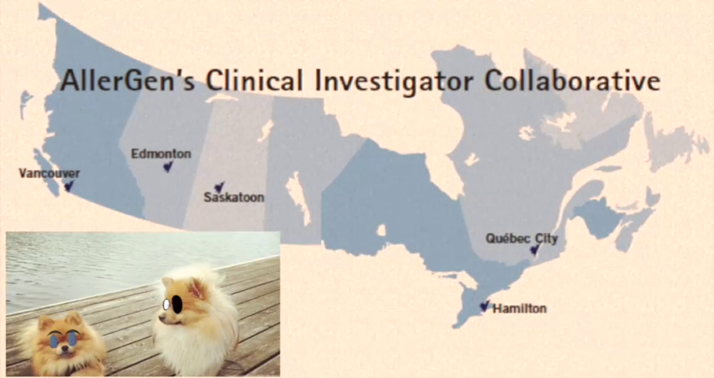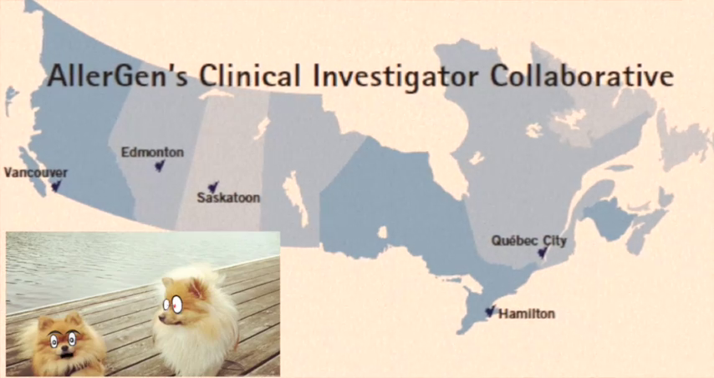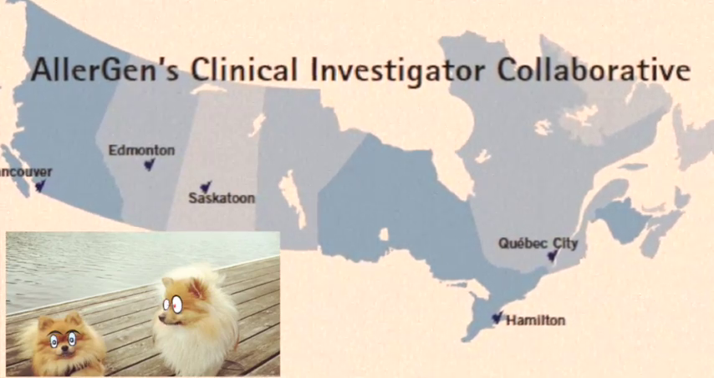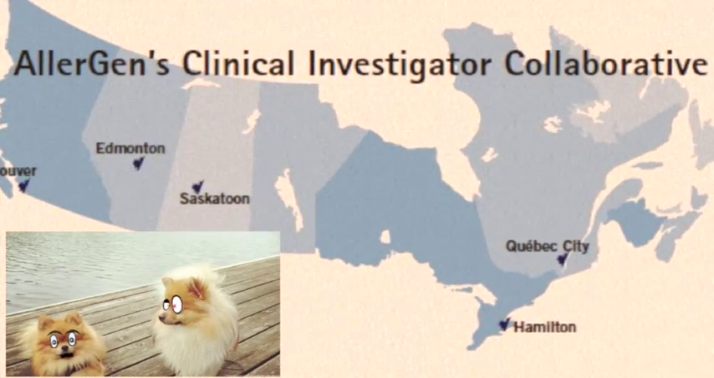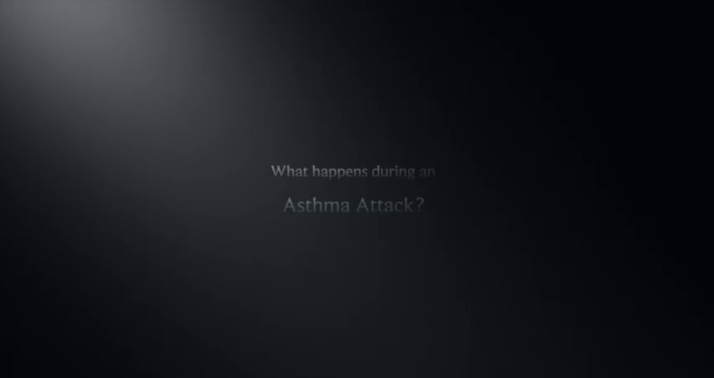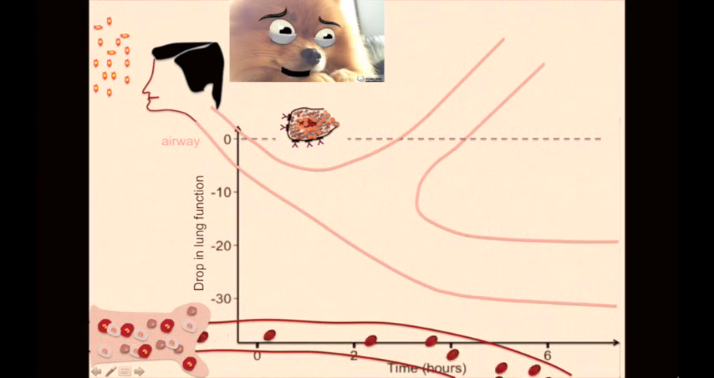For many people, asthma is caused by inhaling allergens such as pollen or house dust mite. But what happens during an asthma attack? With the help of the allergen CIC, we can perform an allergen inhalation challenge. We can plot the drop in lung function against time after allergen inhalation.